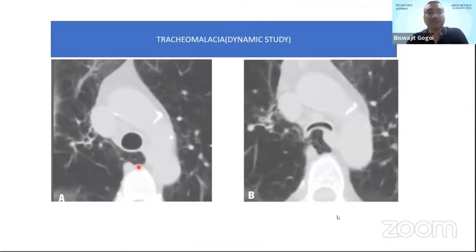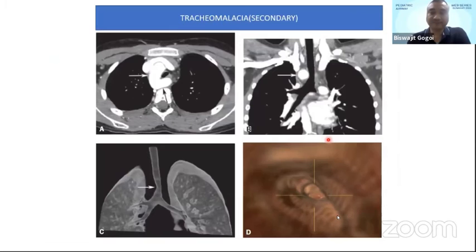And this is how we can appreciate tracheomalacia. It's a physiological and dynamic study, but again, it's very difficult because it's hard to give commands to the child. This is a full inspiration where the whole lumen is widened, and then you take a full expiration. That's the beauty of MDCT: in seconds they can acquire the whole volume of data. If on full expiration it collapses more than 50% of the lumen, then it is tracheomalacia.